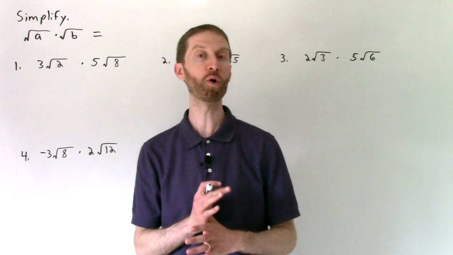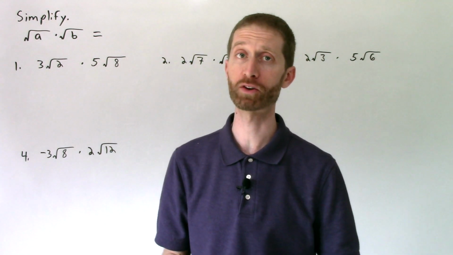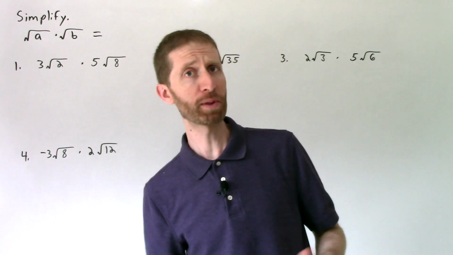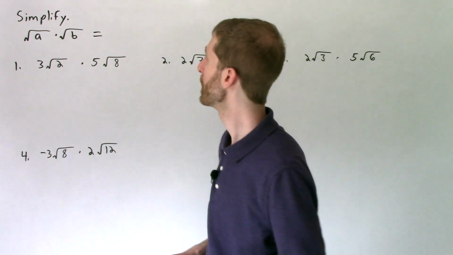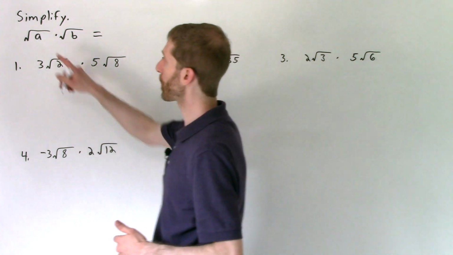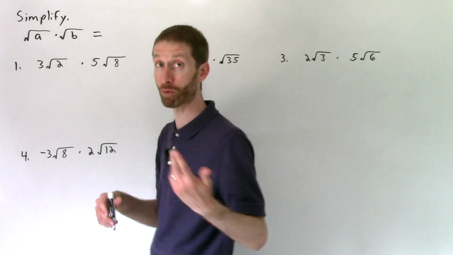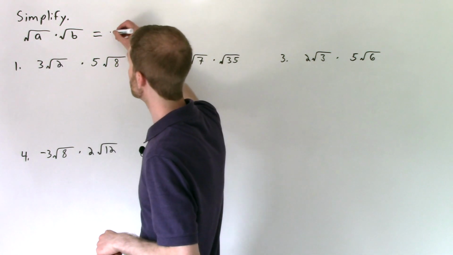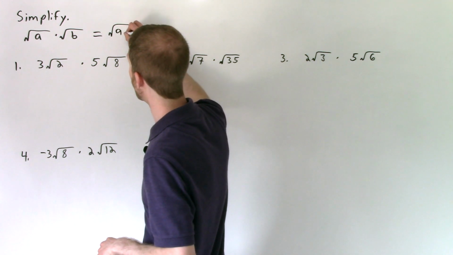In this video, we're going to go over how to find the product of radicals, or in other words, how to multiply square roots together. Let's do it. So in general, the rule is if you have the square root of a times the square root of b, that is the same as the square root of a times b.